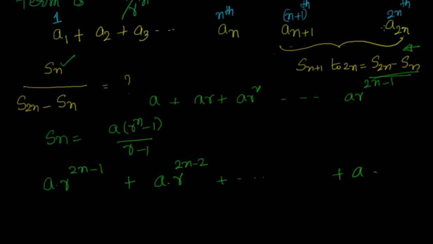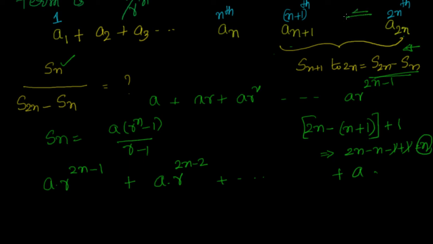To find that, what I should do is, total terms is 2n minus, what is the position, if I am starting from 1, that is nothing but n plus 1, this whole thing I have to add one more. That's nothing but equal to 2n minus n minus 1 plus 1. That's nothing but equal to n terms. n terms from the end, from a to n. So you need n terms from here.